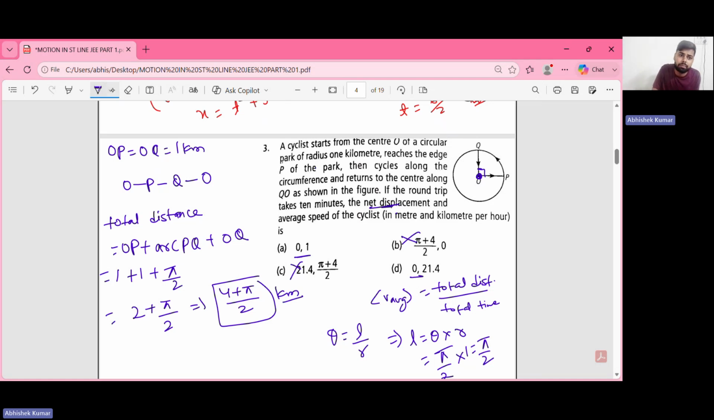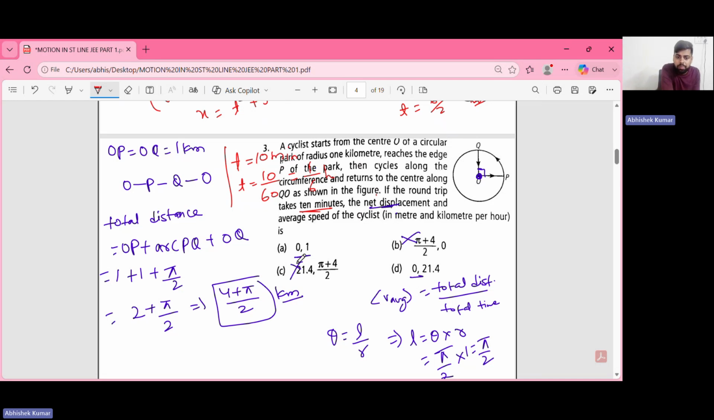Now the question came to time. How much time was taken? 10 minutes. So 10 minutes in hours: T is equal to 10 by 60. It means that is equal to 1 by 6 hour.